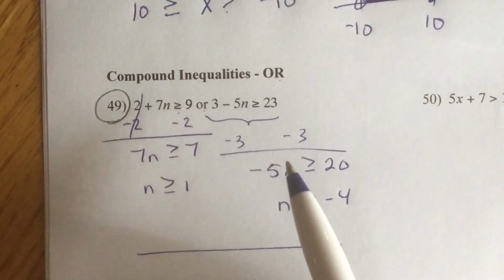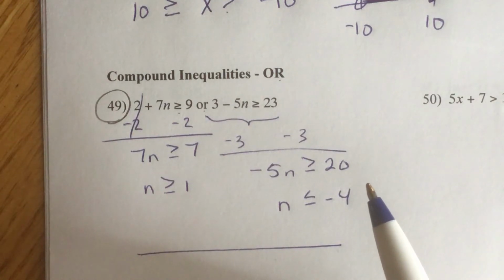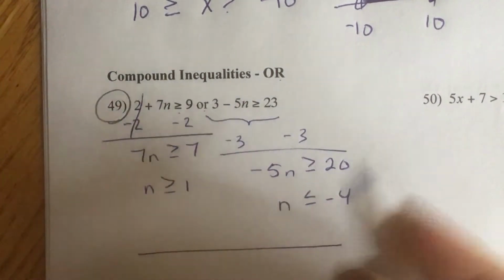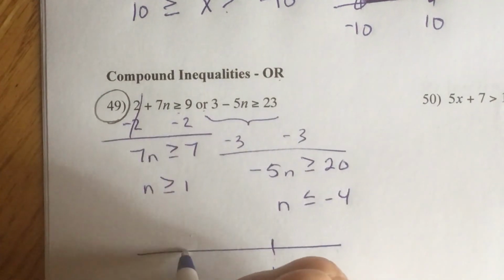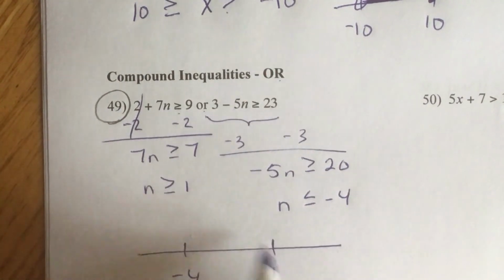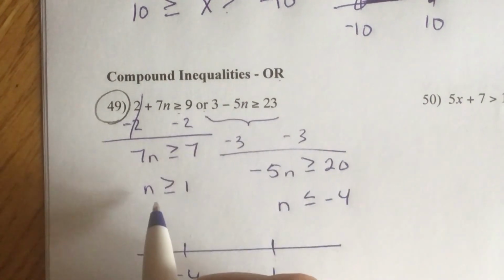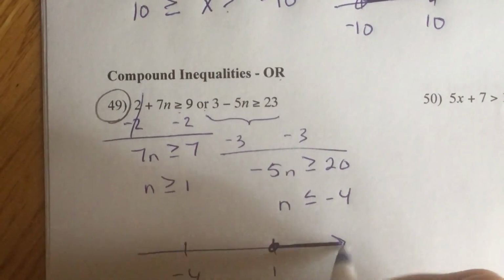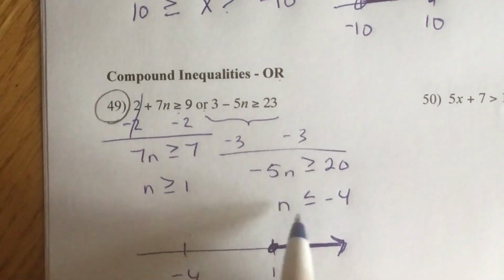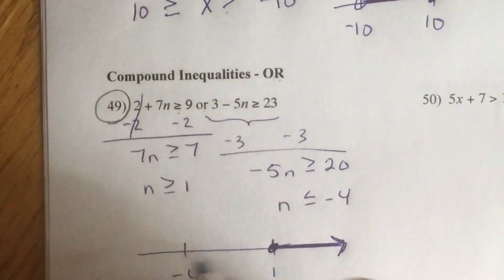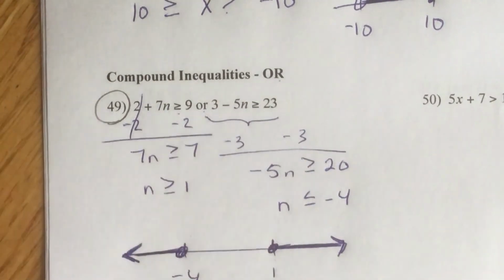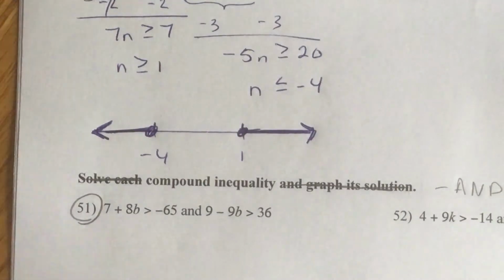So when you have an or statement, unless you have some weird thing that's no solution or all real numbers, you're going to have numbers that are out on the ends. So n is greater than or equal to 1. And well, let's put the numbers here first. Put them in order. Negative 4 is smaller than 1, so the negative 4 goes on the left. Then n is greater than or equal to 1, so that's going to be these numbers here. Or it could be smaller than or equal to negative 4. So it is out this way. Okay? So that's how you do those.